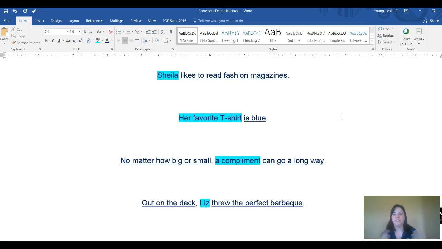We know that Sheila likes to read fashion magazines. Her favorite t-shirt is blue. No matter how big or small, a compliment can go a long way. And out on the deck, Liz threw the perfect barbecue. All of those are complete sentences because they have subjects, predicates, and complete thoughts.